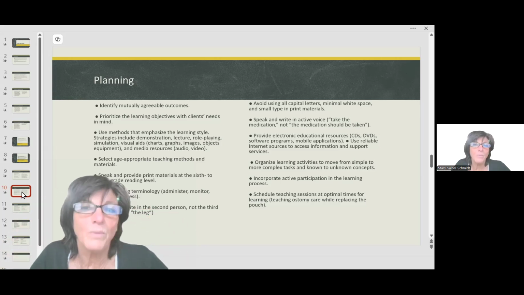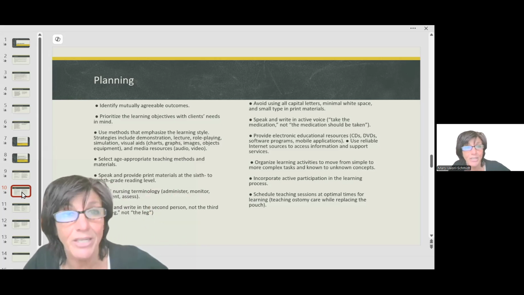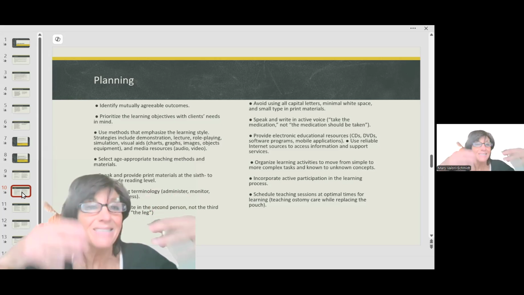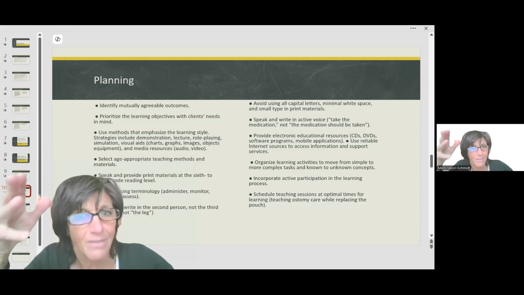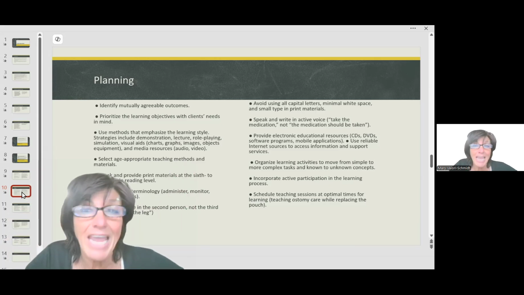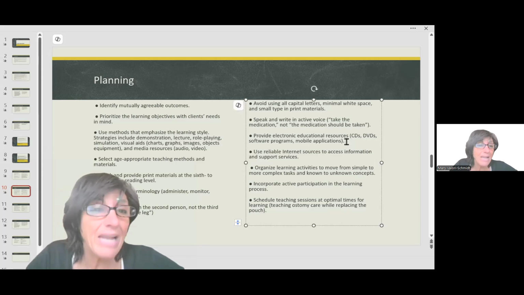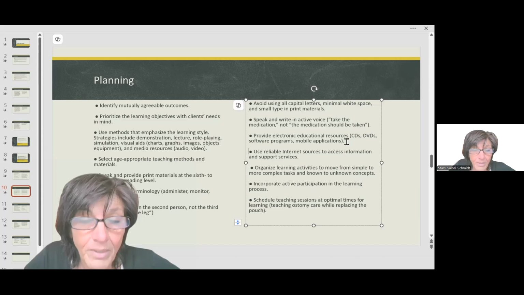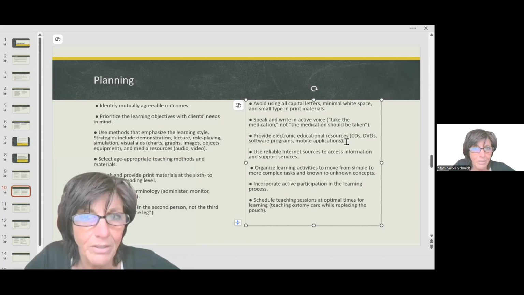When you speak to people, speak in an active voice. Instead of saying, the medication should be taken, say, take the medication, right? You're kind of directing them. Take the medication, not you should take your medication. Give them educational resources like DVDs or CDs or anything else you have they can bring home with them. Make sure you're giving them reliable and credible information from a reliable source.